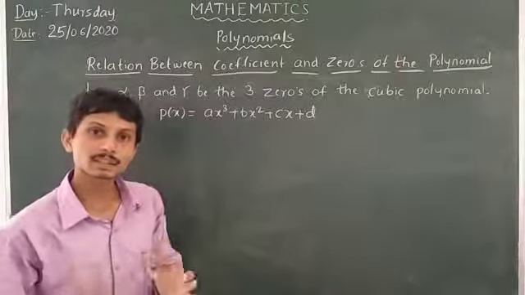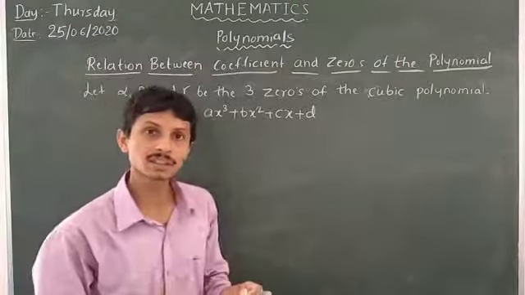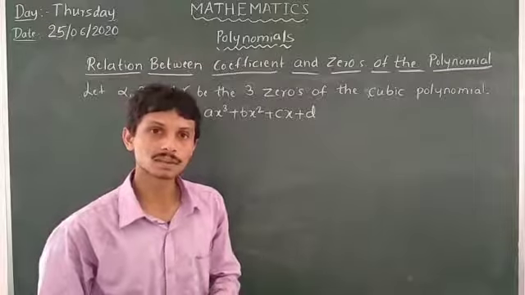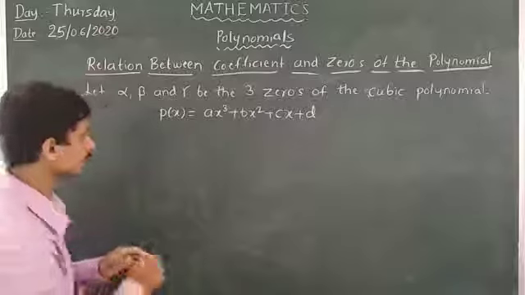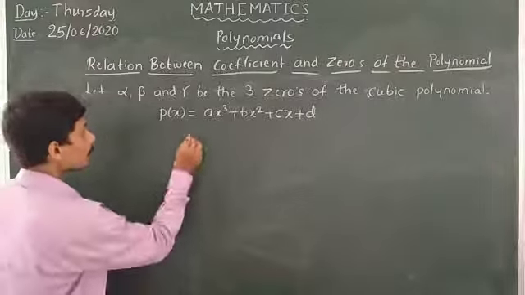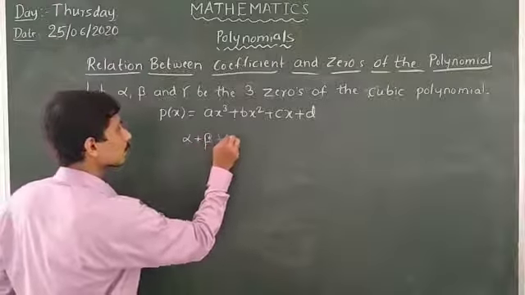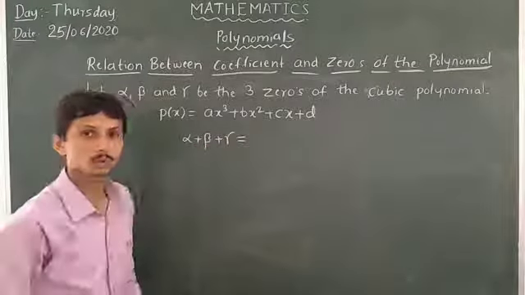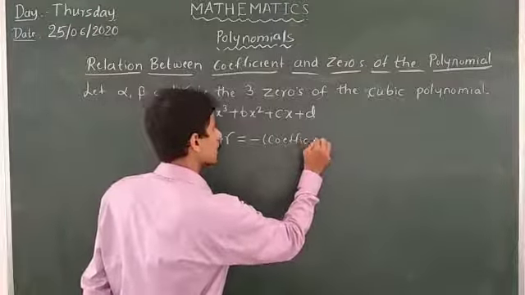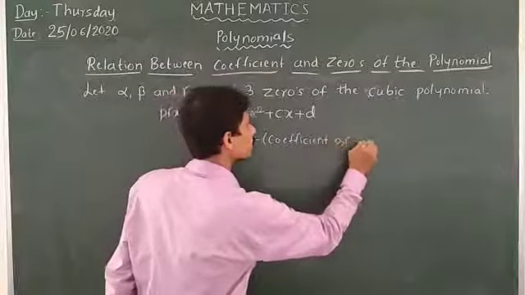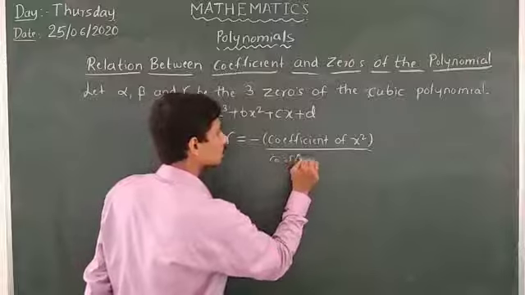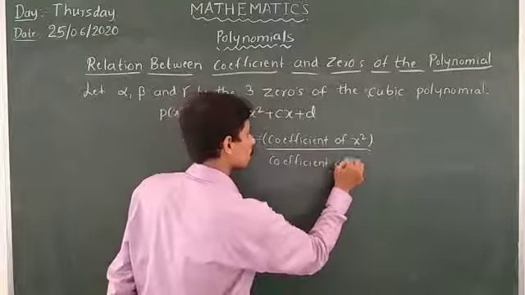So let us discuss the relation between the coefficients and the zeros of the cubic polynomial. Let us take them one by one. Firstly, the sum of the zeros of the polynomial, that is alpha plus beta plus gamma, is equal to minus the coefficient of x square divided by the coefficient of x cube.